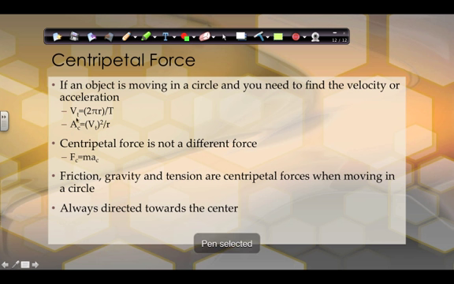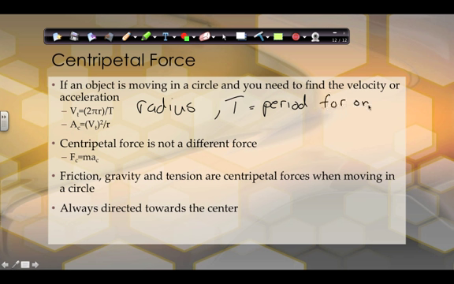So vt, the little t, is just for tangential velocity, which means that it's moving in a circle. And r will be the radius. So r is really the radius here, not the distance. And then T is going to be the period. That's the amount of time it takes for one circle, or for one complete cycle.